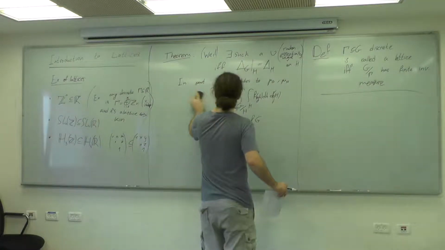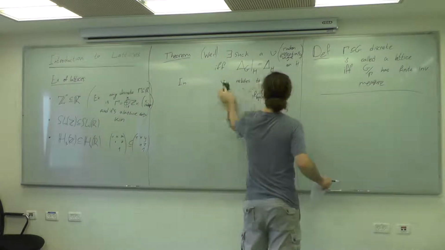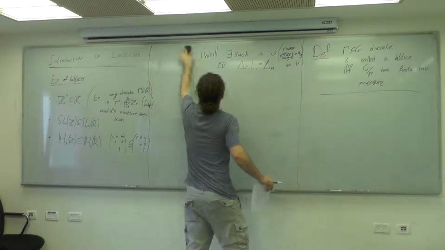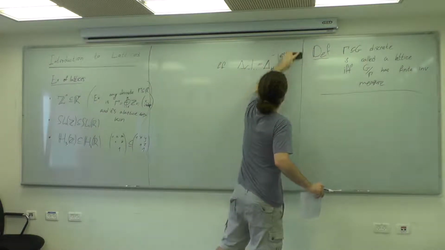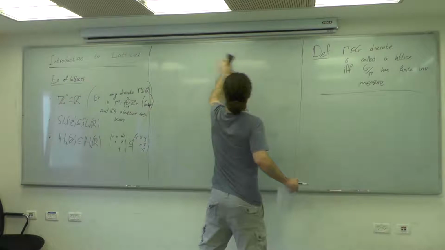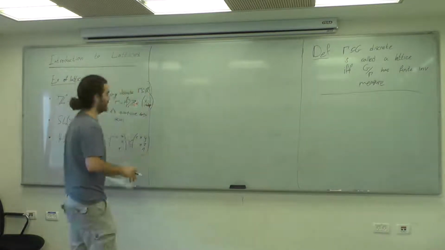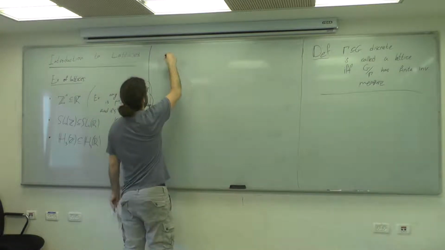Not every locally compact group has a lattice. One necessary condition is that it must be unimodular. Unimodular, it's a difficult word. So let's prove that. So, claim.